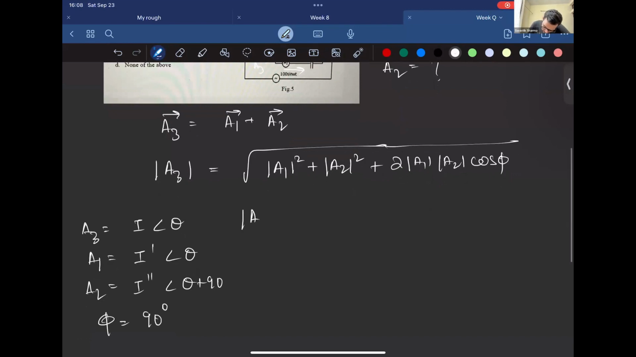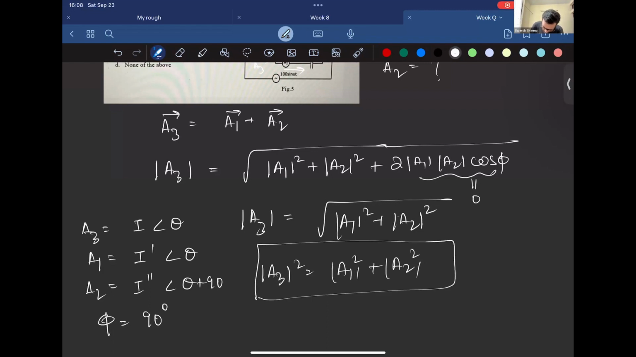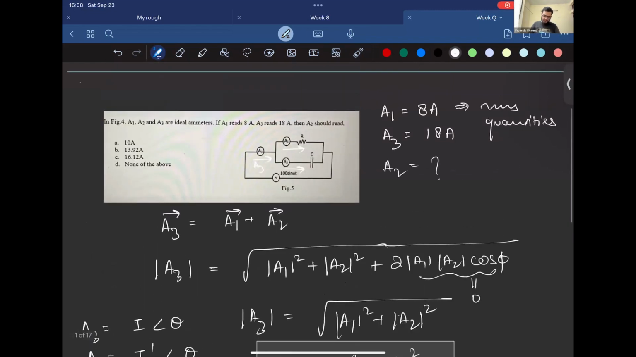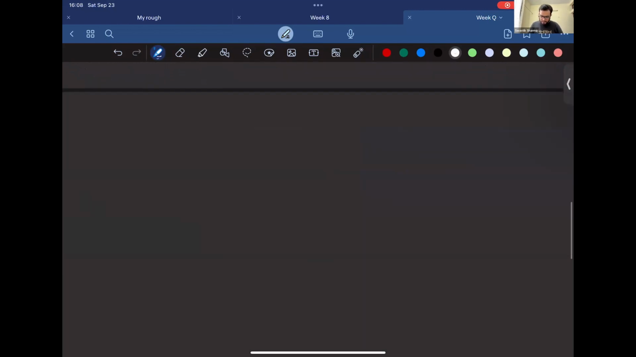If you put it in this equation, you'll get the same value that I started with. Since cos 90 is 0, this term would be 0. So this is how it came out to be. Then we squared both sides, and it came out to be A1 squared plus A2 squared. From that, you could easily find the value of A2, which came out to be 16.12 ampere. So this I wanted to clarify before moving further. So let's start today's class.